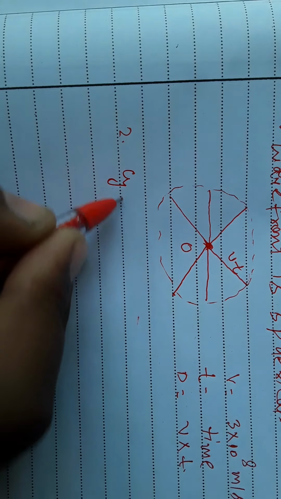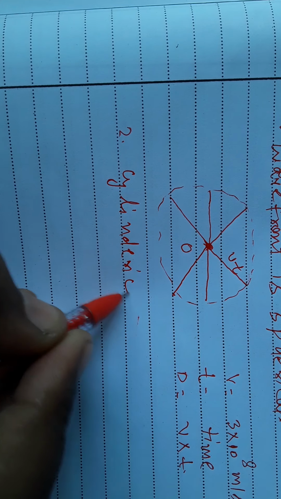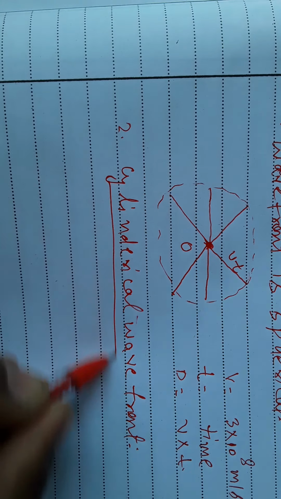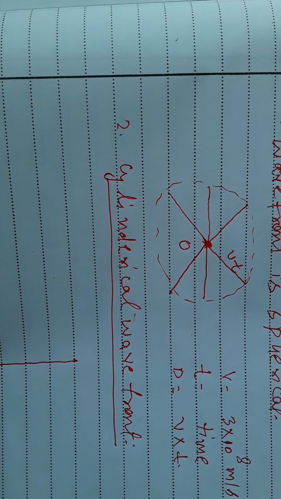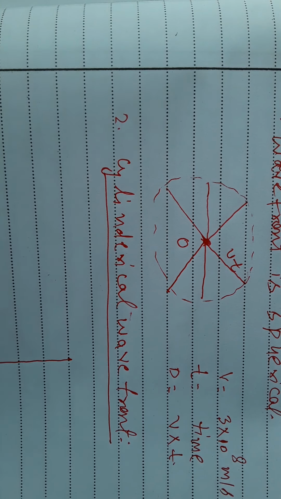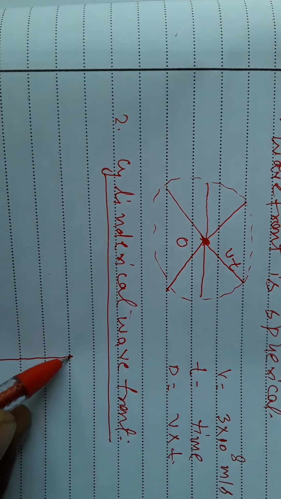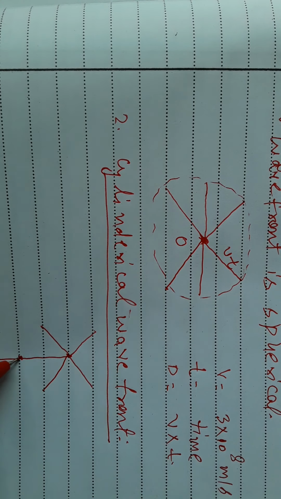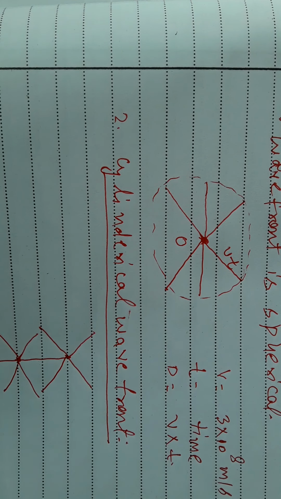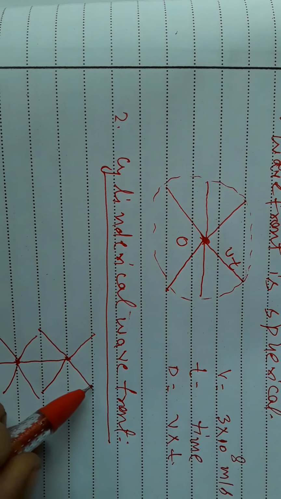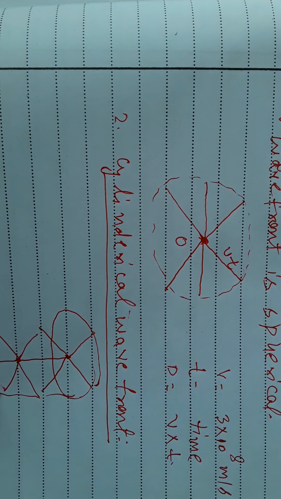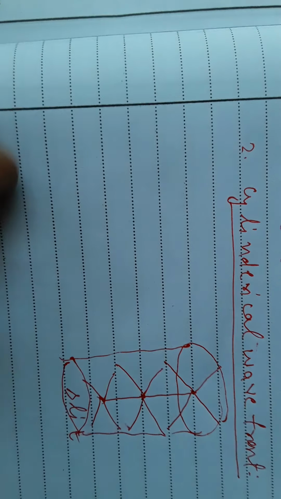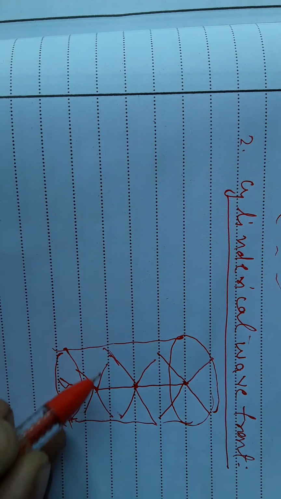Second is cylindrical wavefront. This is a source of light and this is a slit. Then light particles are produced in every direction like this from each point. Now, if we join or draw the tangent, then we get the cylinder. So this is cylindrical wavefront, we can say.